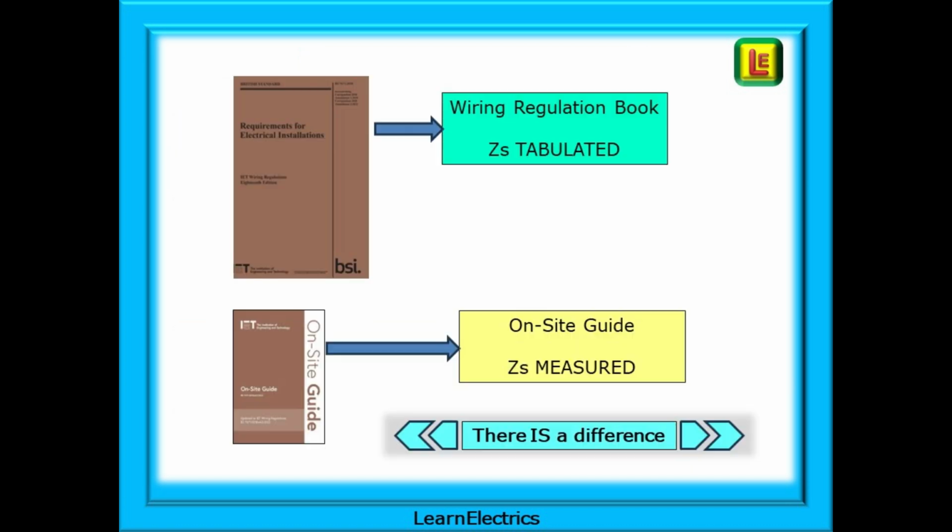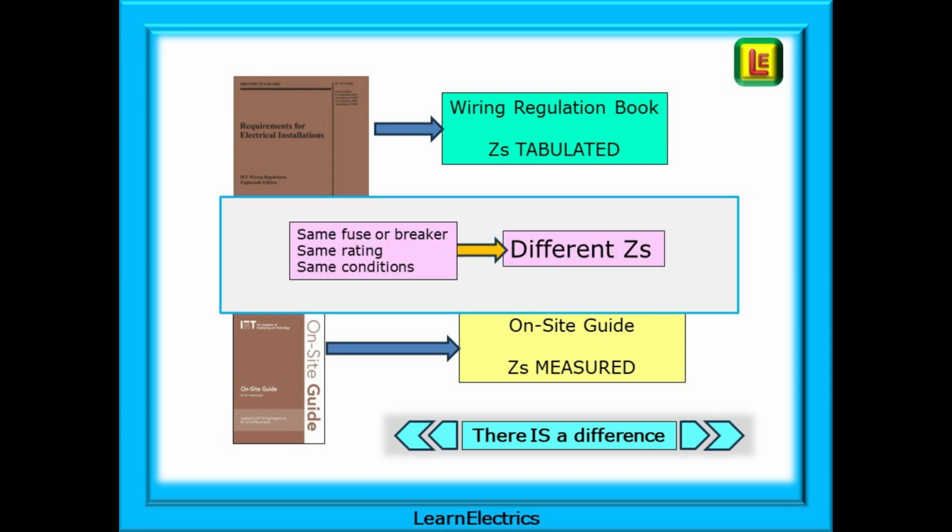Moving on, the wiring regulations book lists the ZS tabulated values. The on-site guide lists the ZS measured values. And there is a difference, and you do need to know it. It matters in the exam and it matters on site. The same fuse with the same rating and the same conditions will have different ZS values in different books. The wiring regs book will show completely different ZS values to the on-site guide. So what is going on?